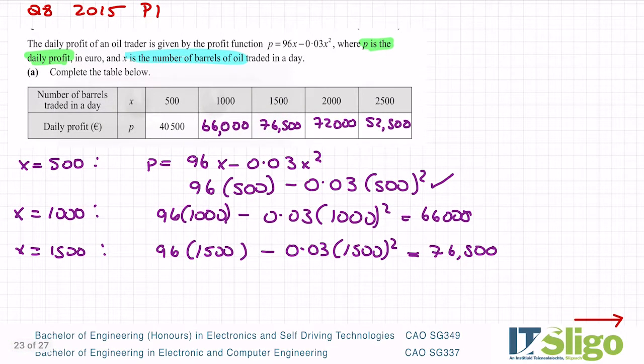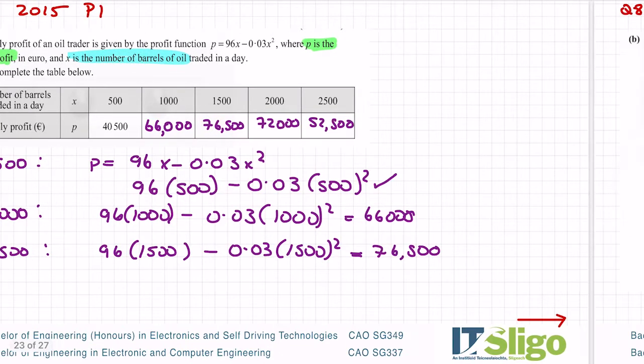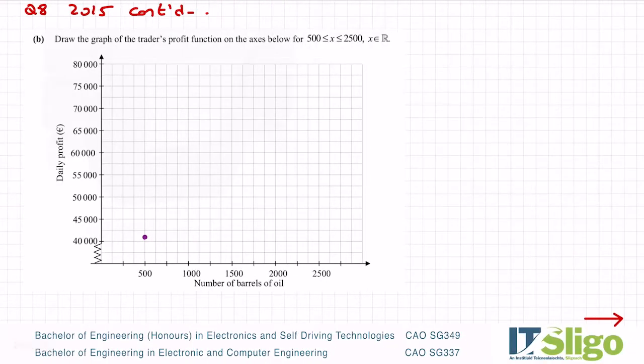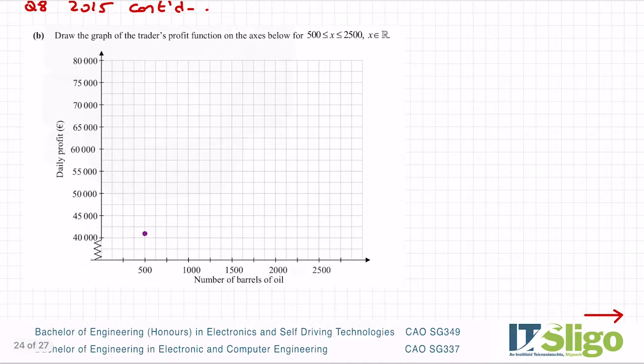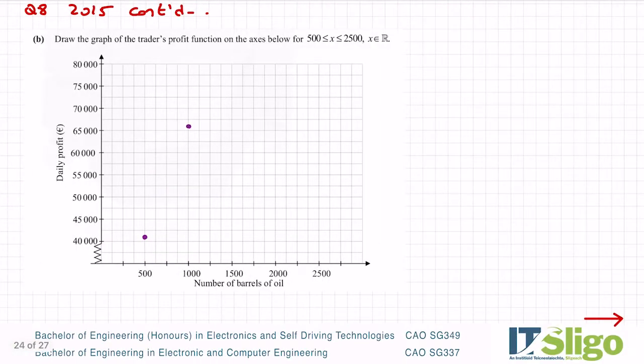My first couple that I'm plotting is 500 and 40,500, so just a little bit above there. 1,000 and 66,000 would be somewhere here. 1,500 and 76,500. There's 75, so it would be there.